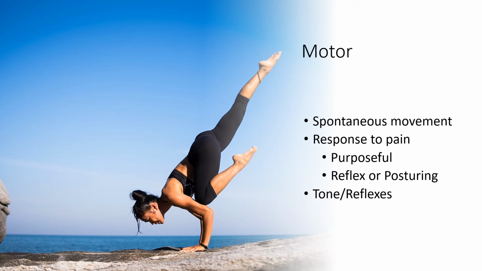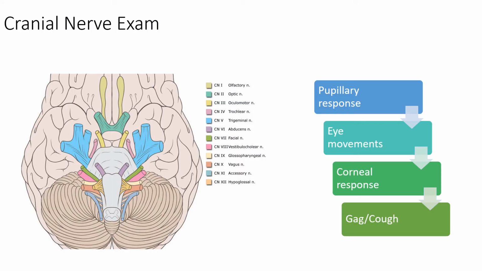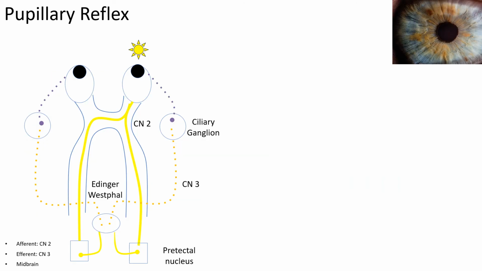Okay, that means if one side's not moving, or they only respond to pain on one side of their body, then that could tell you that something focal is happening. Let's get into cranial nerves because that's where a lot of our exam is, okay? We're looking at the pupils, eye movements, corneals, and cough and gag, and we're going to go through those, okay?